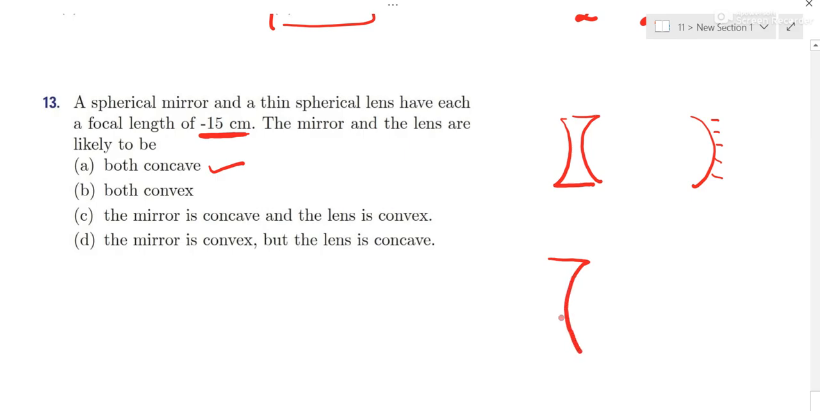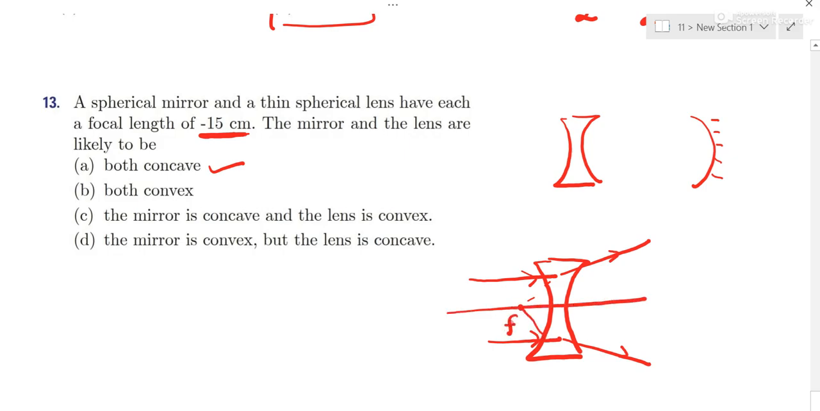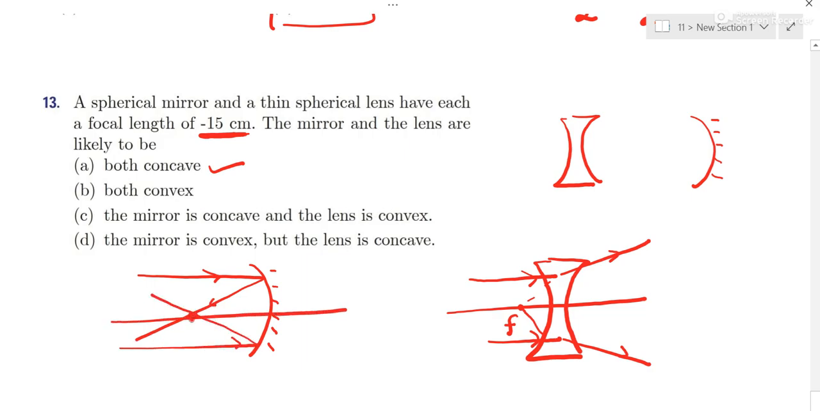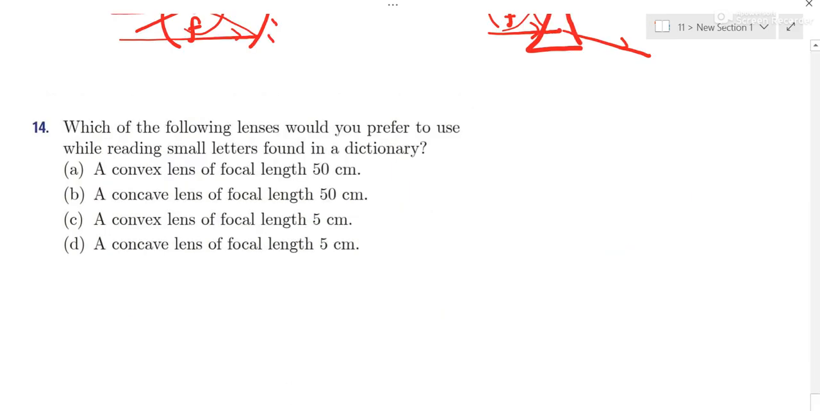You can show them with a diagram also. First ray parallel, diverged. So the focus is lying in front of the lens, so it is negative. Similarly for a concave mirror, parallel ray converged. So again the focus is lying in front of the mirror. The focus lies in front of the lens, and in front of the mirror for concave. So its focal length will be negative. So let us see the next.